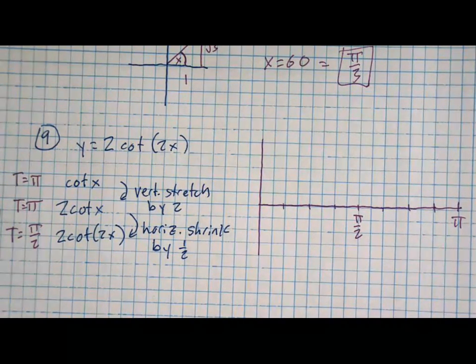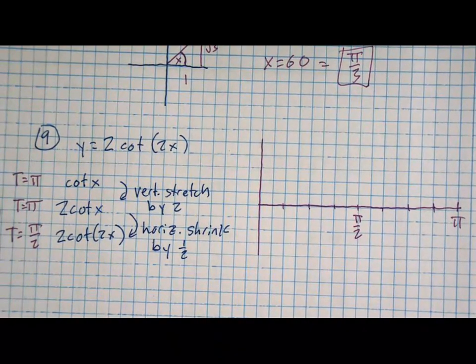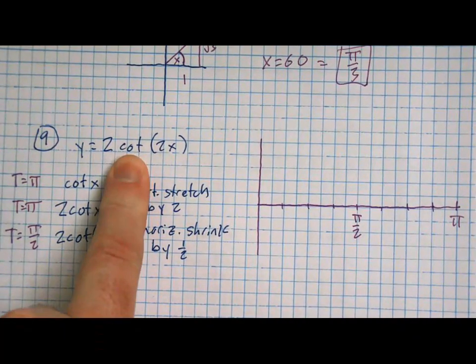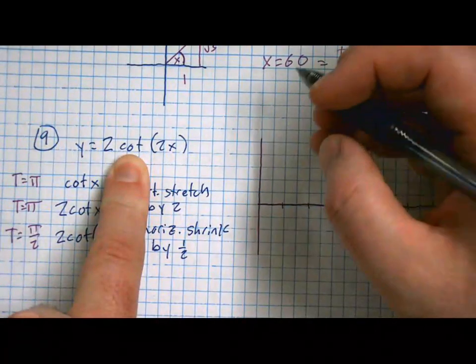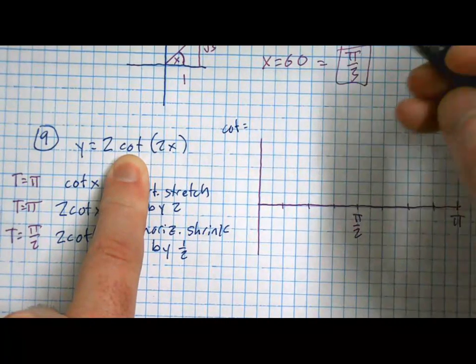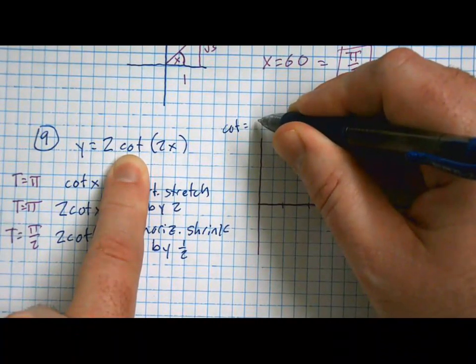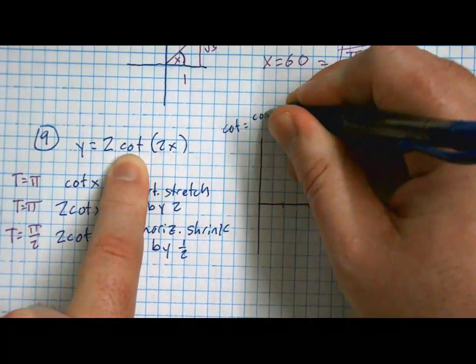I need to locate my vertical asymptotes and my x-intercepts. So what I'm going to do right now is I'm going to think about, we're graphing a cotangent function, but I'm going to think about graphing, cotangent was sine over cosine, cosine over sine. Cotangent is that sine over cosine, or is it cosine over sine? Cosine over sine.